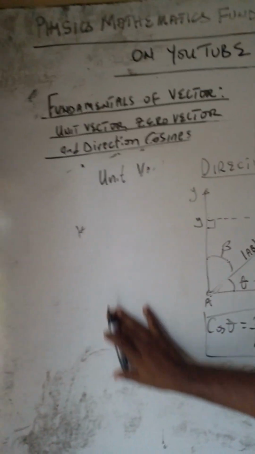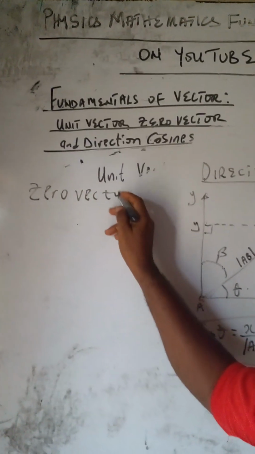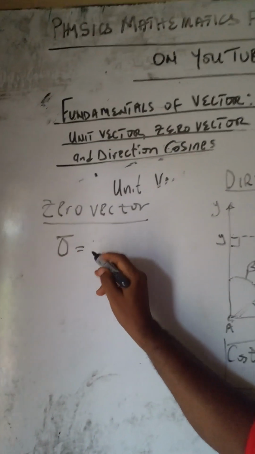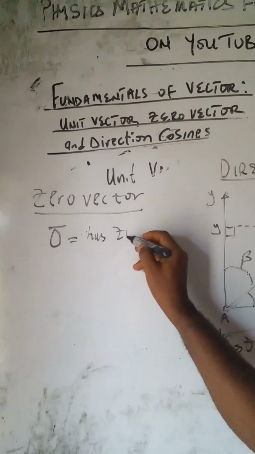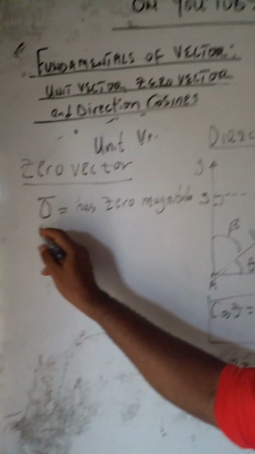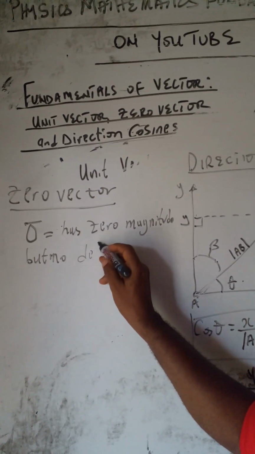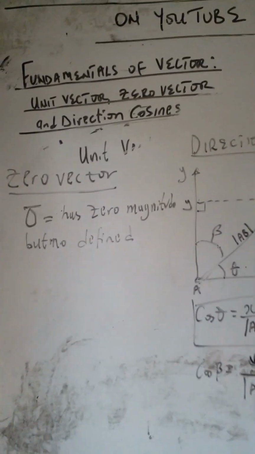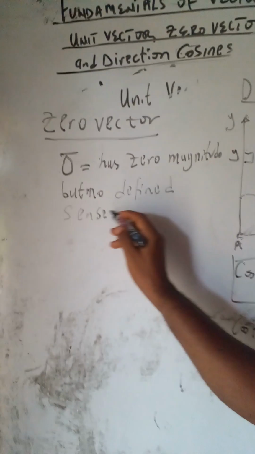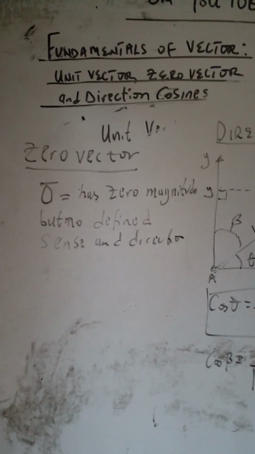Now I want to discuss the zero vector. I will use this figure. It's a vector that has zero magnitude. A zero vector has zero magnitude but no defined sense and direction. So that's the zero vector.